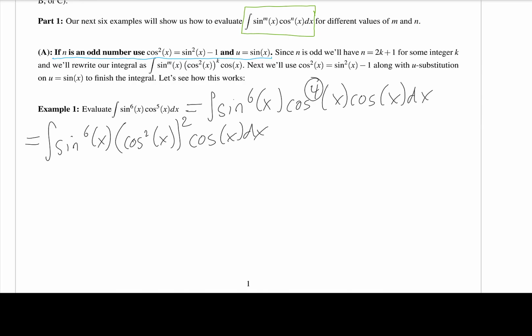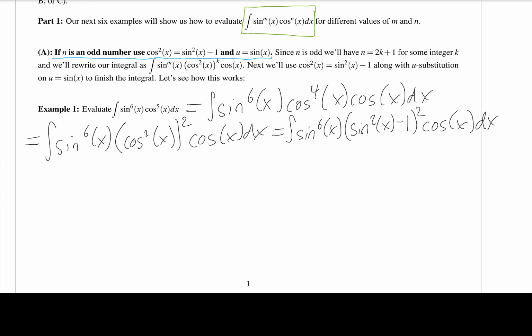Okay, and so now I'm going to take that cosine squared and rewrite it as sine squared of x minus 1. So we'll have sine to the sixth of x times, now I'm replacing that cosine squared of x with sine squared of x minus 1, squared. And then we'll have our cosine x dx. Okay, so going over the steps again, we have an odd power for cosine. We factor out one of them. We rewrite the cosine with the even power using sine squared of x minus 1.